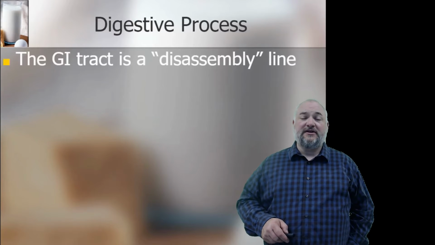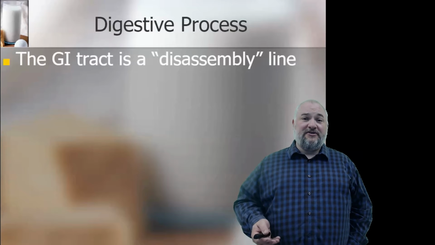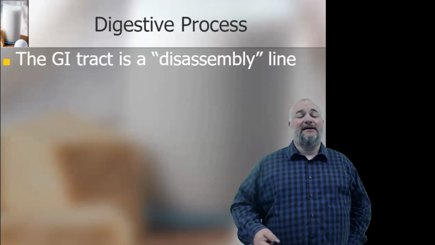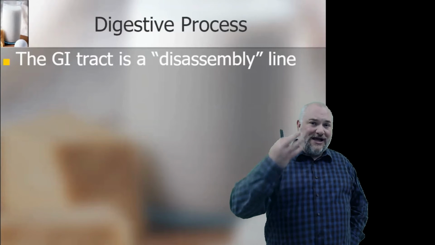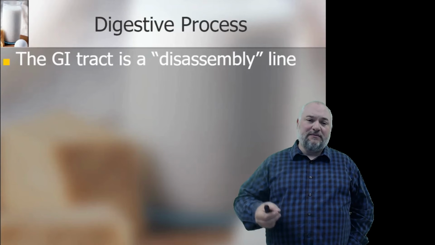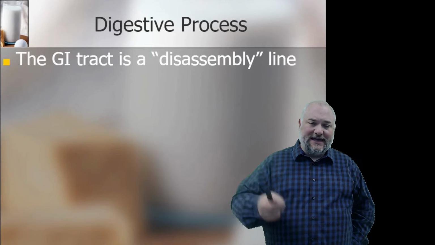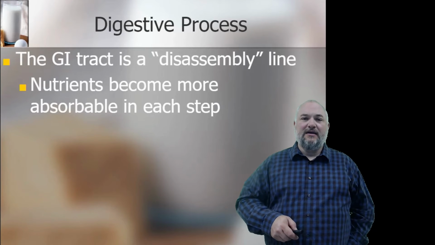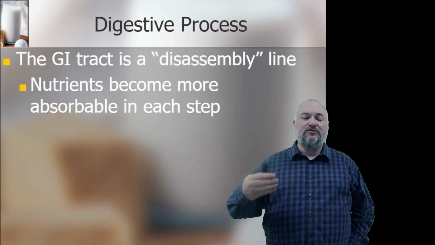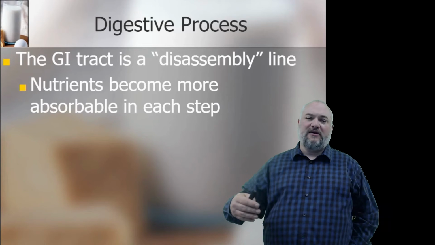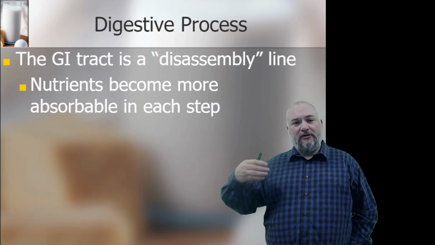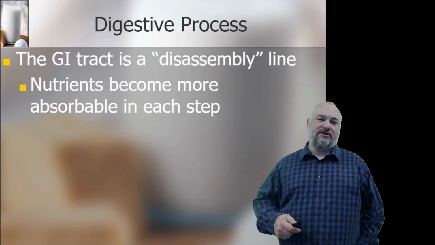All right. So let's start taking a look at the processes. The GI tract basically is just a disassembly line. It takes in that food we ingested in big bites and winds up breaking it into small enough pieces that we can get it into our bloodstream. Okay? So nutrients become more absorbable in each step. They get smaller and smaller and converted into absorbable molecules that we can get into our bloodstream as you go through.